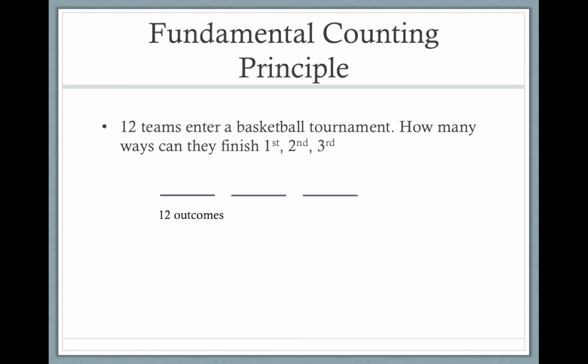But what happens? Somebody finishes in first, right? Can they also finish in second? No, they cannot. So that leaves us only 11 teams that can finish in second place and 10 teams that can finish in third place. So again, the fundamental counting principle says to multiply, giving us 1,320 ways these 12 teams can finish first, second, and third.